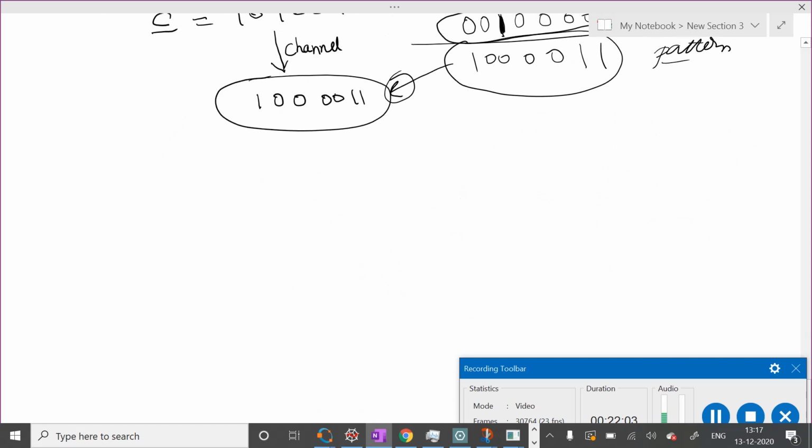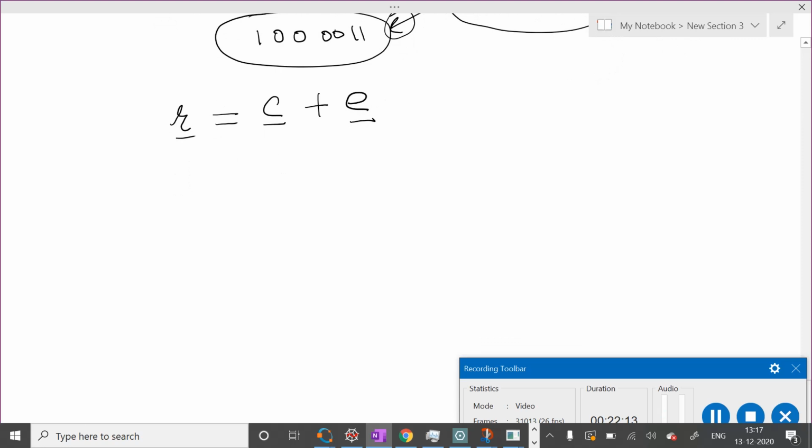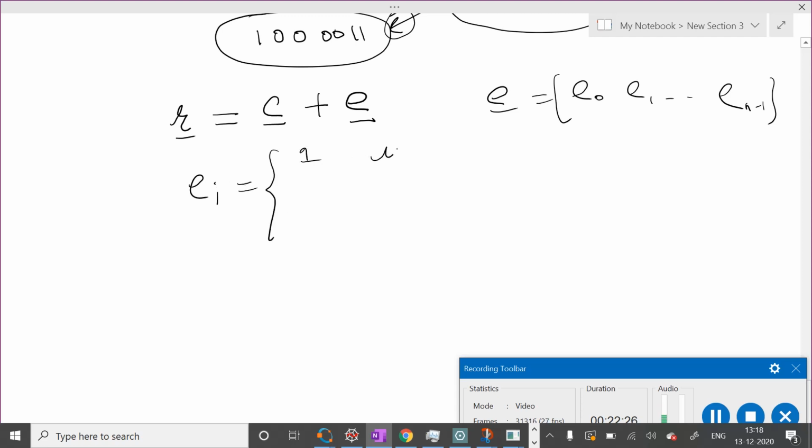So in general, this received vector can be realized as XOR, or modulo-2 addition, of the code word and the error pattern, the error vector. This error vector has the same number of elements, E0, E1 up to En minus 1, and its elements take value Ei equal to 1 if an error occurred in the ith location, 0 otherwise.